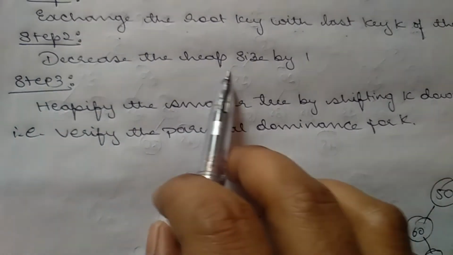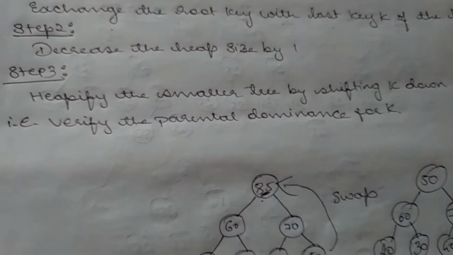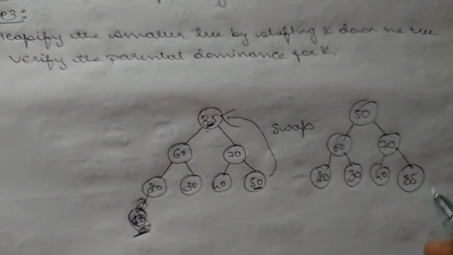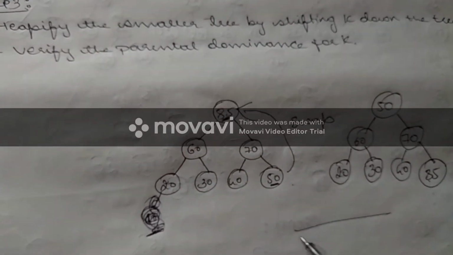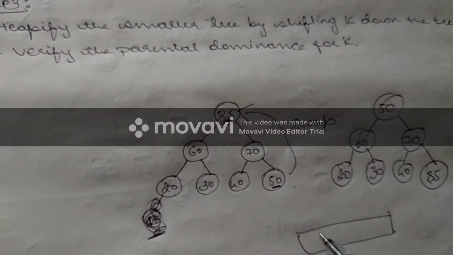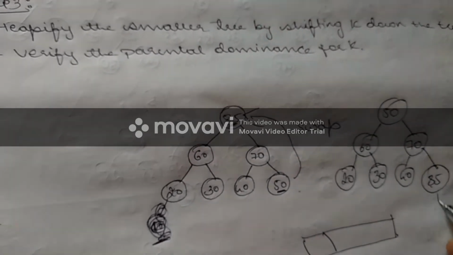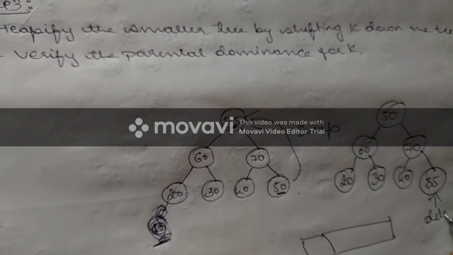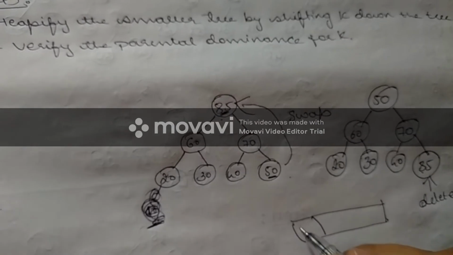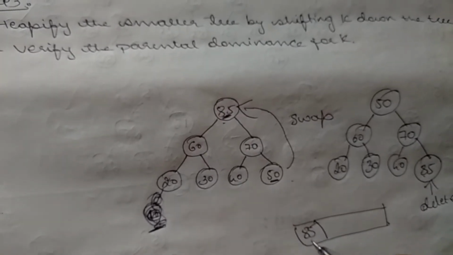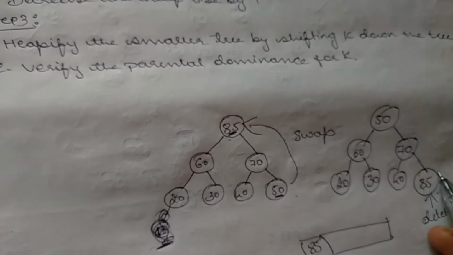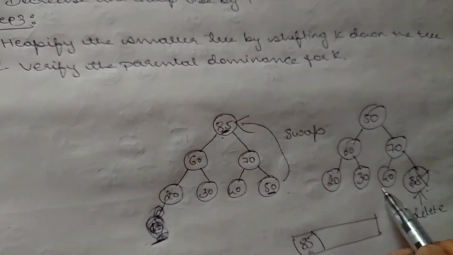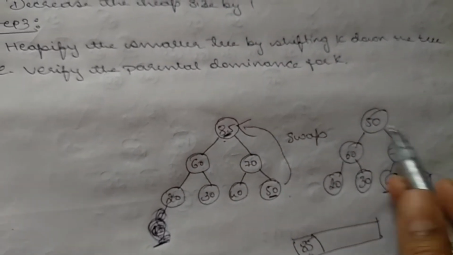Then second, decrease the heap size by 1. How will you decrease the heap size by 1? Which one have you swapped? 85 you have swapped, is it not? So here you have to just delete this node and write it in the array. So this is the first sorted element. This is decreasing the heap by 1. So I'll delete this one, and I'll be left with only these elements.